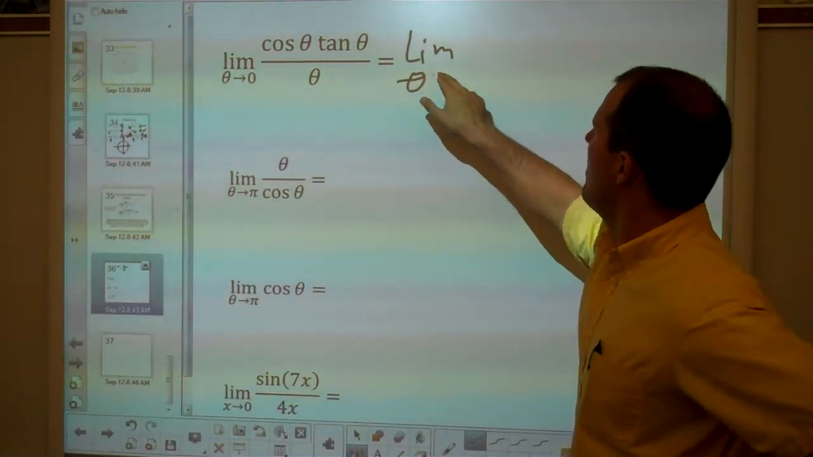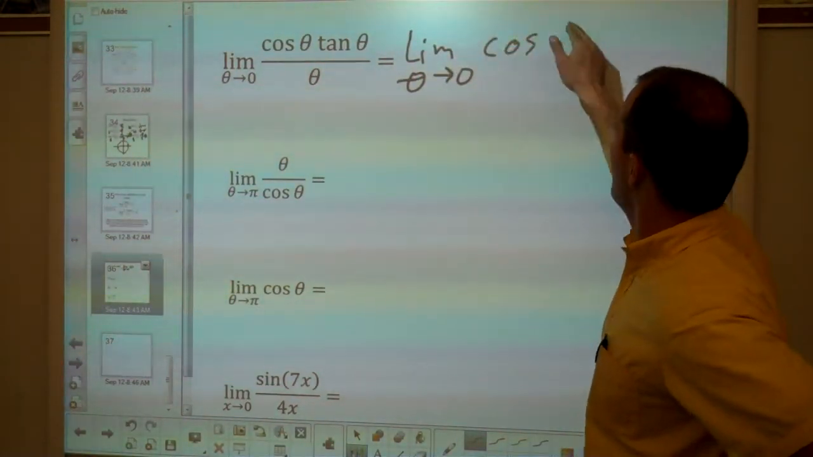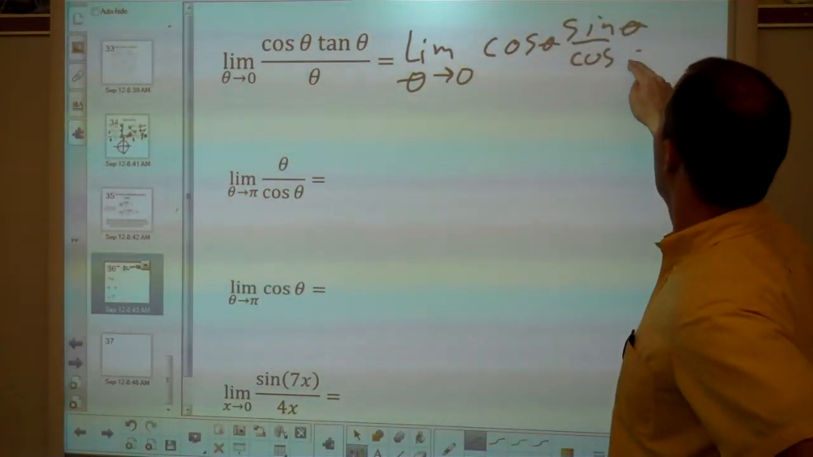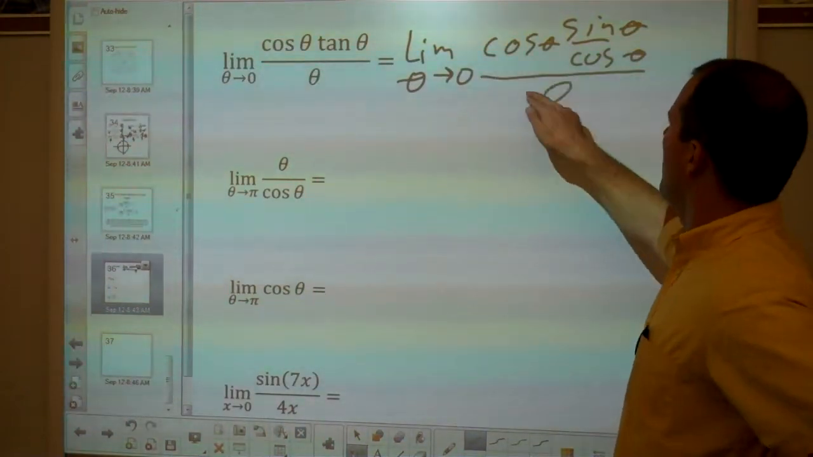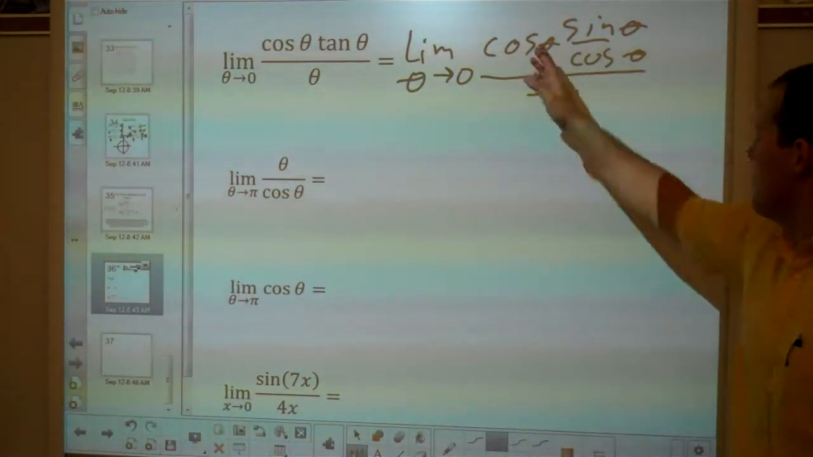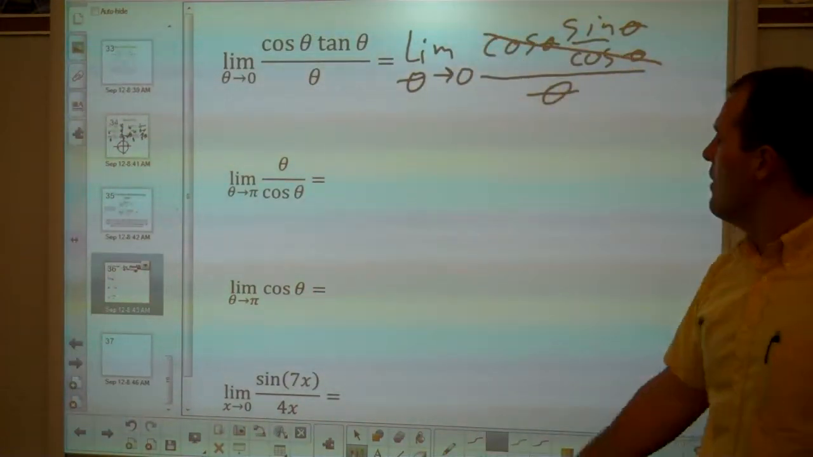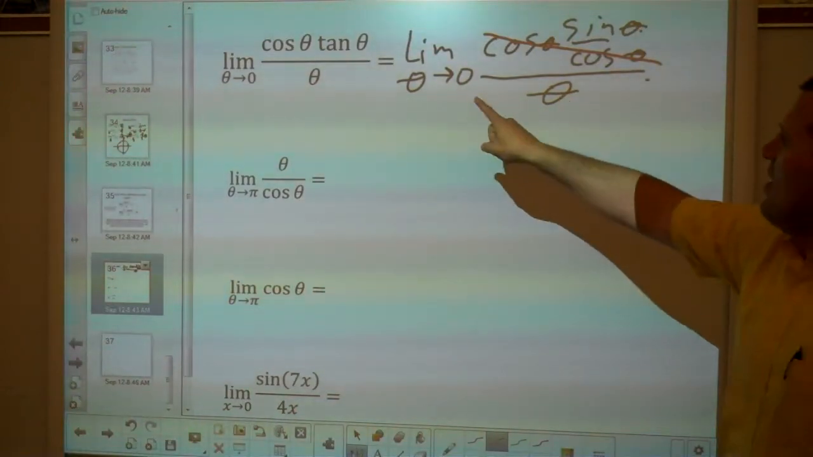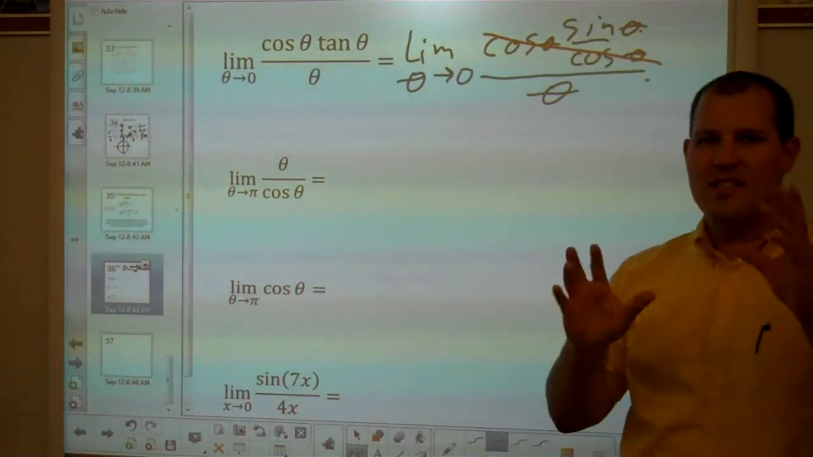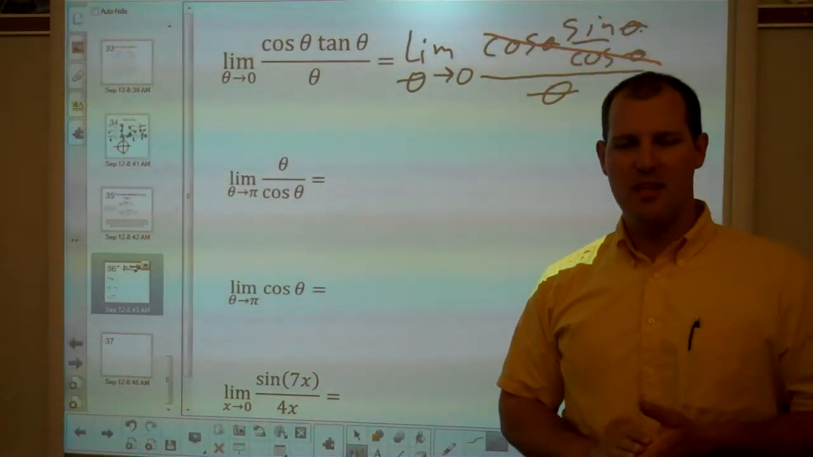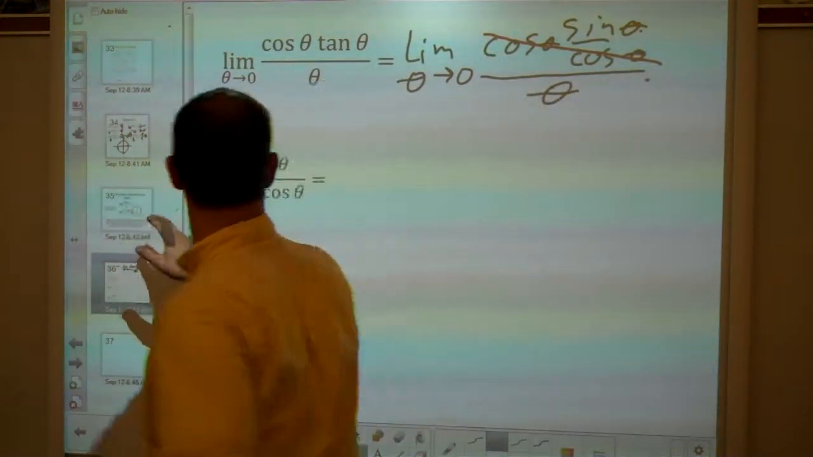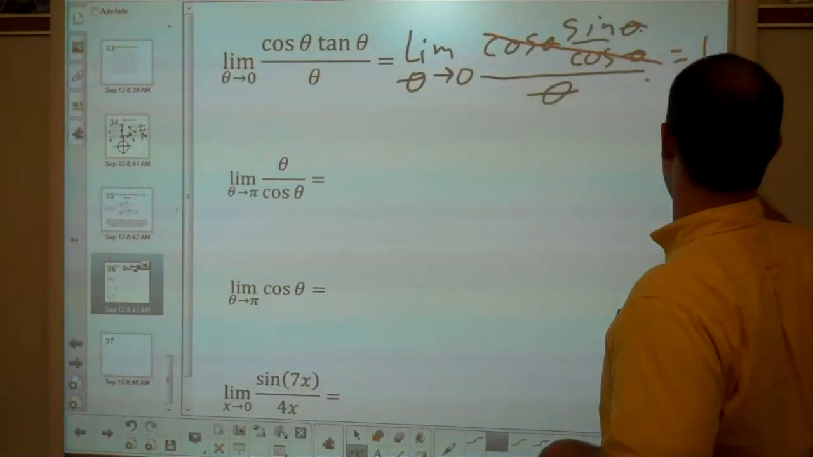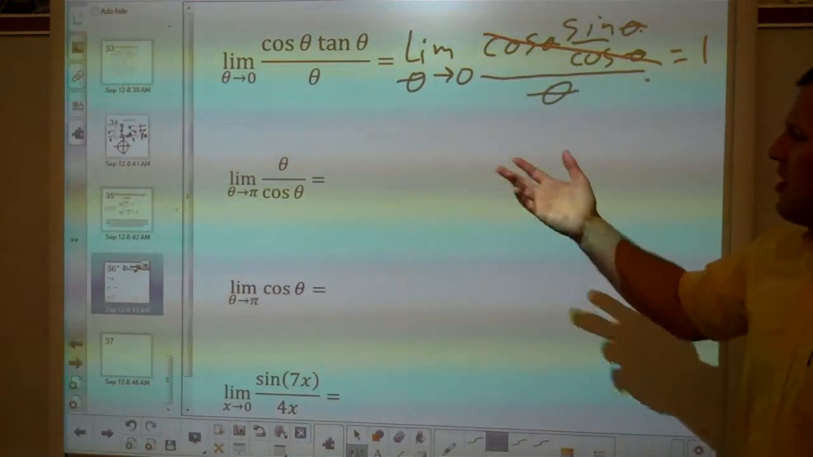Okay, so the limit as theta approaches 0 of cosine theta times sine theta over cosine theta, don't forget your thetas in there, divided by theta. Right away we see cosines can cancel out, there they go. Moving down, I now recognize that I have sine theta over theta, and theta is approaching 0. That's exactly what that identity was on the previous page. So without any more thinking, we can see that this is going to be 1. And that's done. That's all it is. On to the next one.